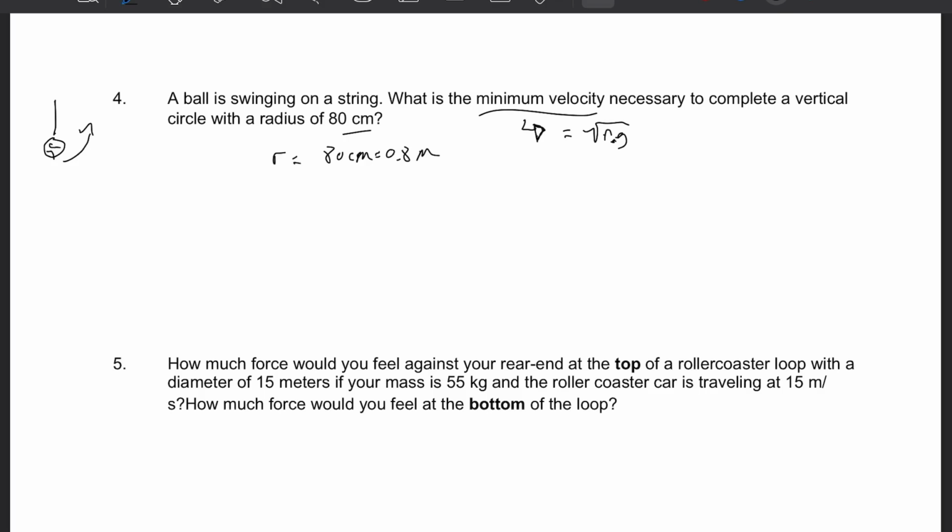So if velocity is the square root of RG, velocity would be equal to the square root of 0.8 times 10, or the square root of 8. And when I looked for the square root of 8 on my calculator, I got the velocity is equal to 2.828 meters per second.